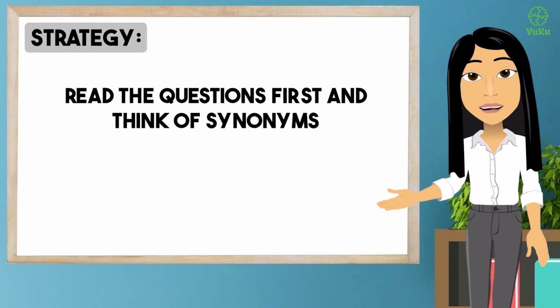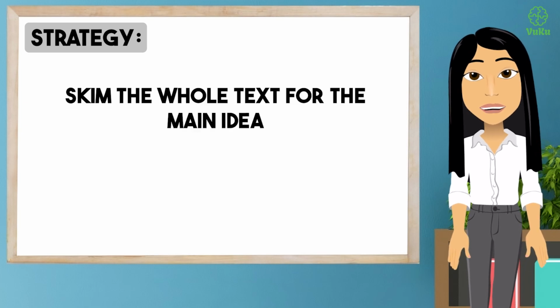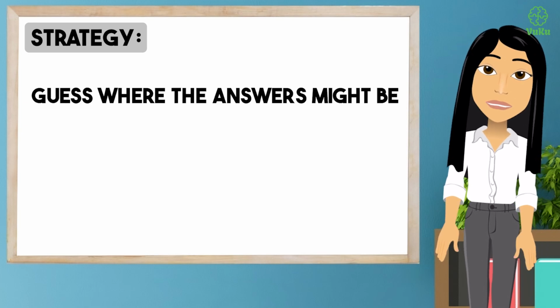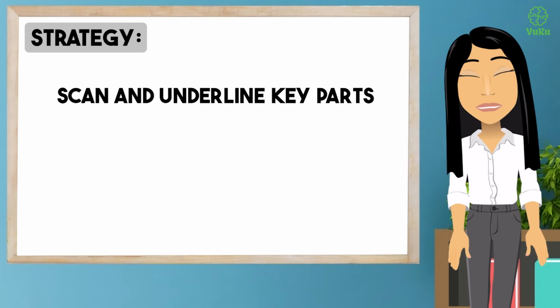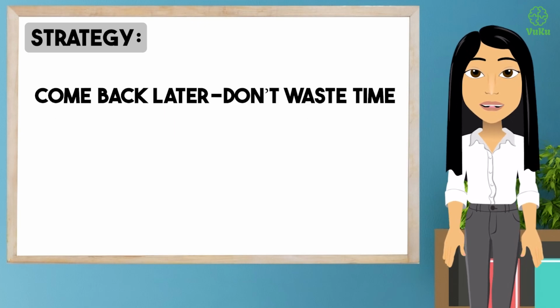Strategy: read the questions first and think of synonyms. Skim the whole text for the main idea. Guess where the answers might be. Scan and underline key parts. Skip if you can't find it quickly. Come back later, don't waste time.